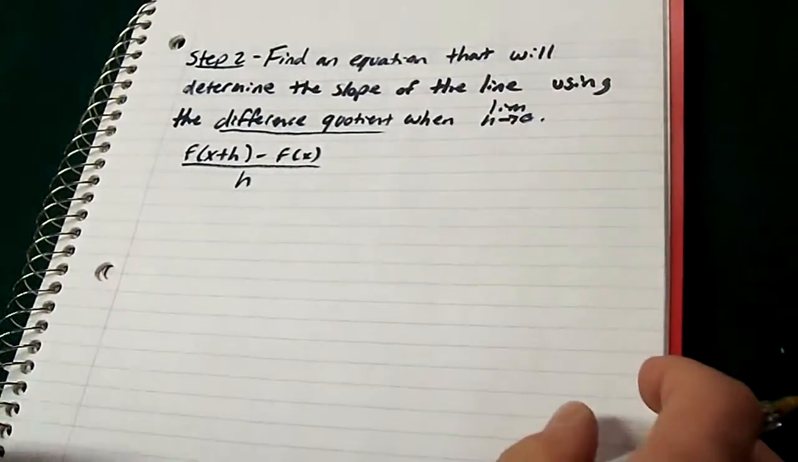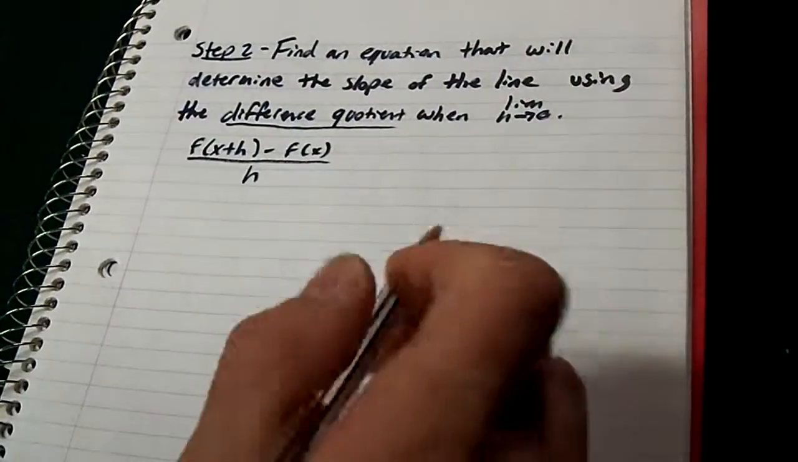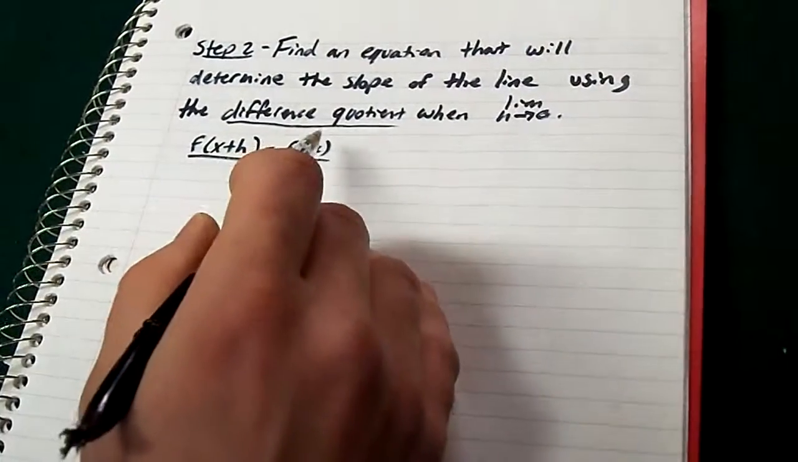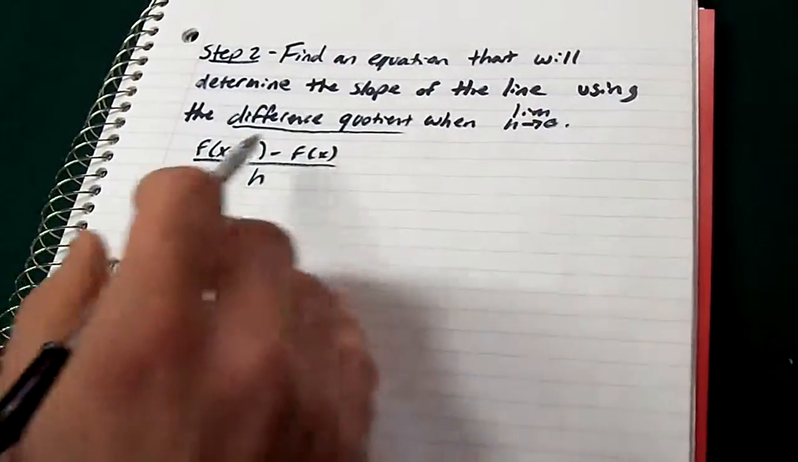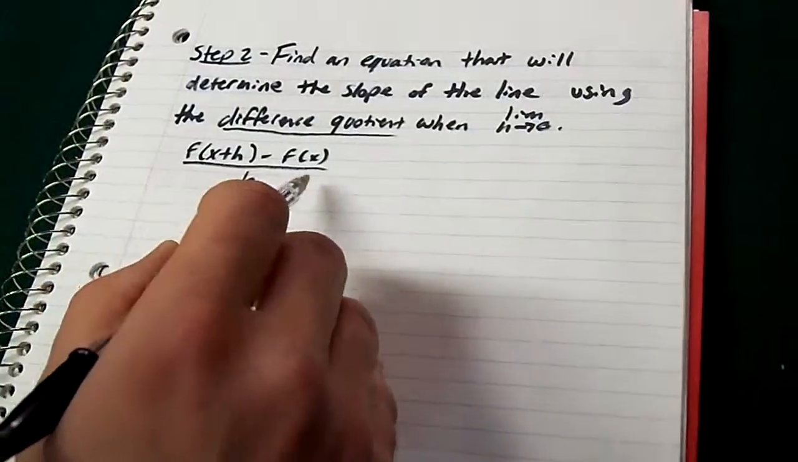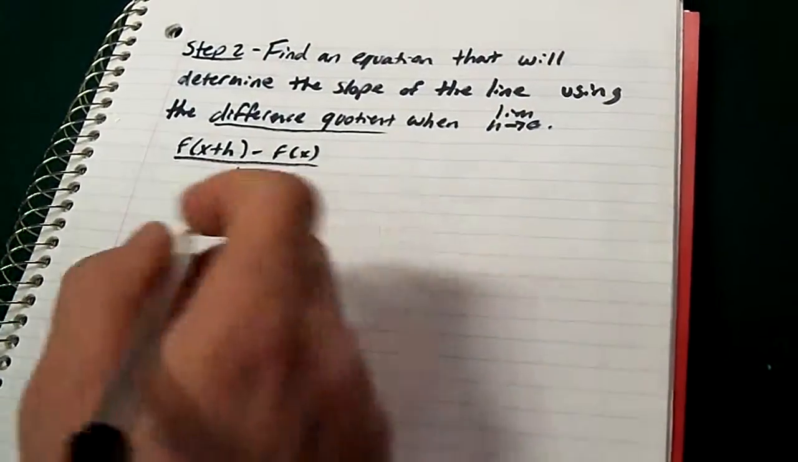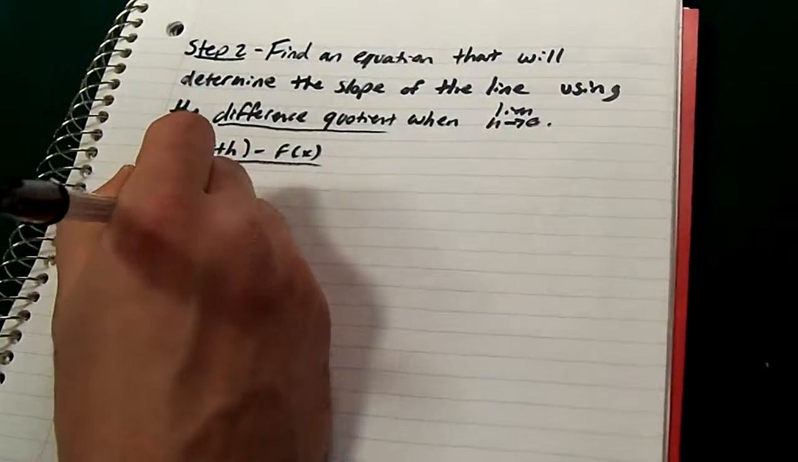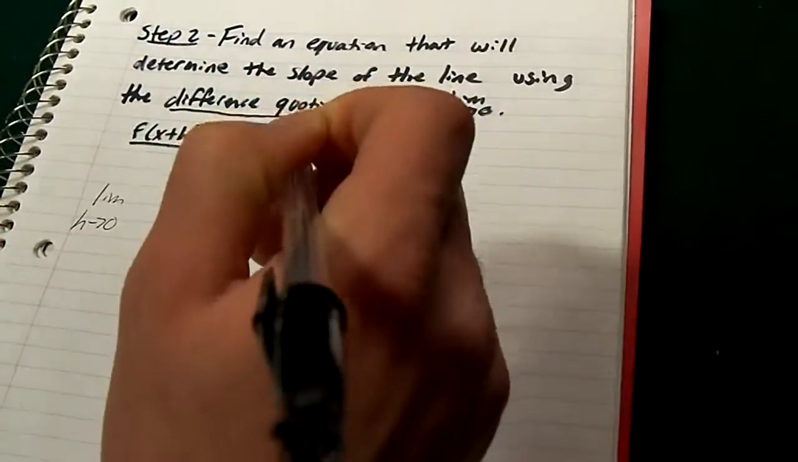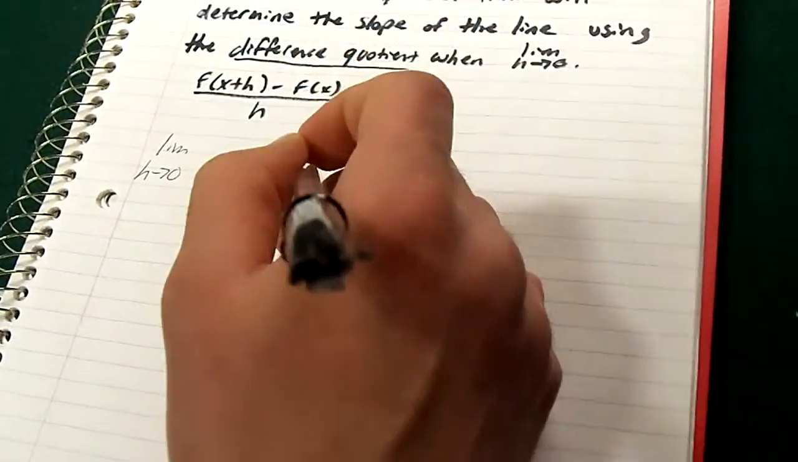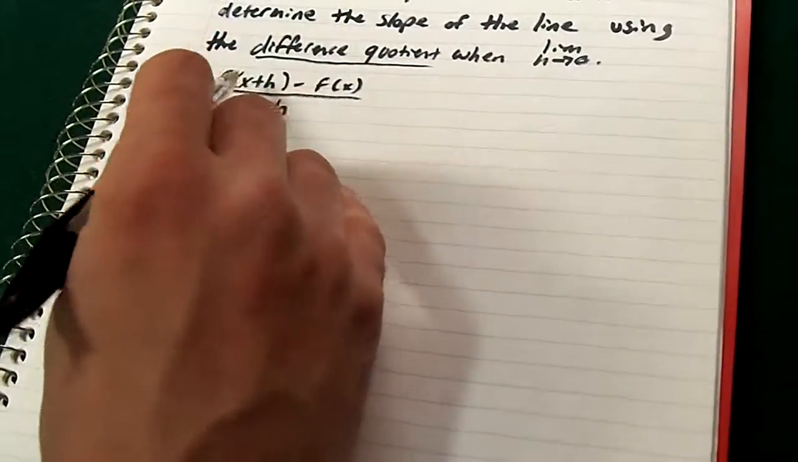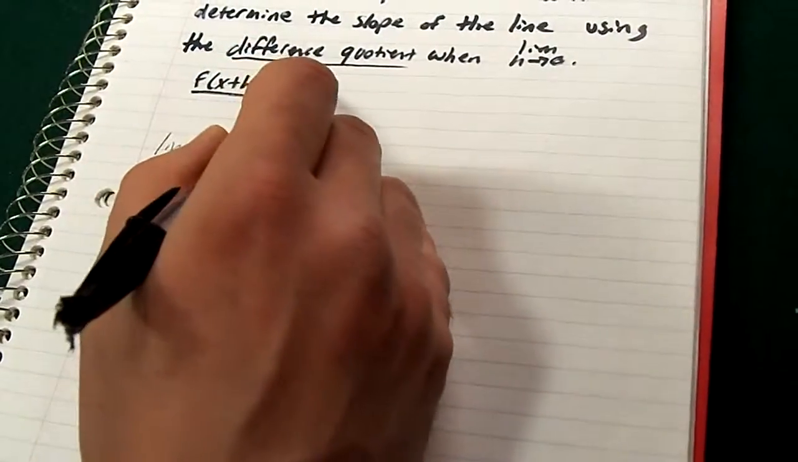So in step 2, we need to find an equation that will determine the slope of the line using the difference quotient when the limit of h approaches 0. So here we'll use the difference quotient of f of x plus h minus f of x over h. So when the limit of h approaches 0, we're going to take our y formula and plug it in for f of x plus h and minus f of x.